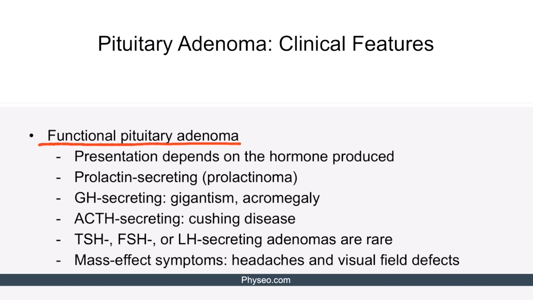The pituitary gland can also produce TSH, FSH, and LH. So it would stand to reason that pituitary adenomas could also be TSH, FSH, or LH secreting. However, these types of functional adenomas are rare. Also, functional adenoma can less commonly lead to mass effect symptoms when it gets large enough to compress local tissues. These symptoms include headaches as well as visual field defects when compressing the optic chiasm.